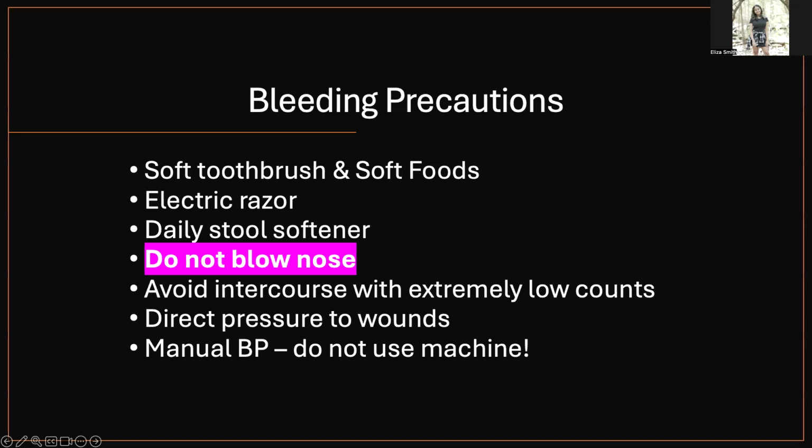So, in terms of bleeding precautions, you want to use a soft toothbrush and soft foods, an electric razor when shaving, and daily stool softeners to prevent constipation, right? Because if we're constipated, it's going to be harder to defecate, and that can cause hemorrhoids and bleeding. Key point here, do not blow the nose, right? Because blowing the nose can cause a lot of force and pressure, which can cause bleeding. Avoid intercourse with extremely low platelet counts. You want to hold direct pressure to the wound, and do not use a machine blood pressure. You want to use a manual blood pressure cuff.